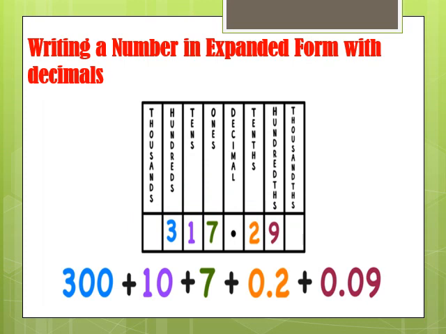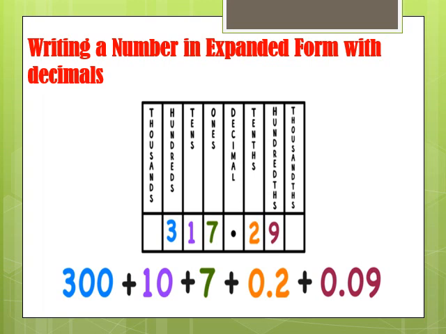Decimals in expanded form. Writing decimals in expanded form means writing each number according to its place value. In expanded form, you need to multiply each digit by its place value and then add those place values together. Let's take this example, 317.29. This is the decimal number.